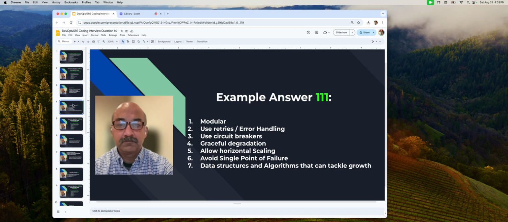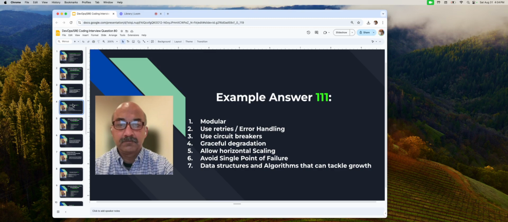Graceful degradation. What that means is when you're relying on some other service and that service is slow, your code should be able to handle that and not crash, right? Allow horizontal scaling. That means your code can run on 100 computers all at the same time. If we start with five virtual machines or containers, and now that's scaled to 100, your code should not crash or have problems because it's running on a lot more machines than in the beginning.